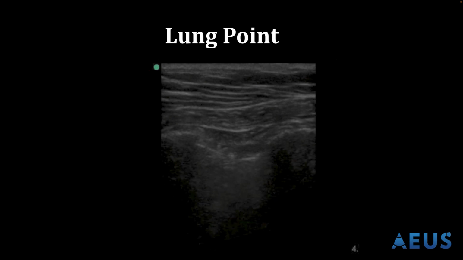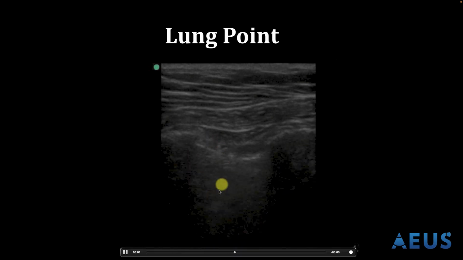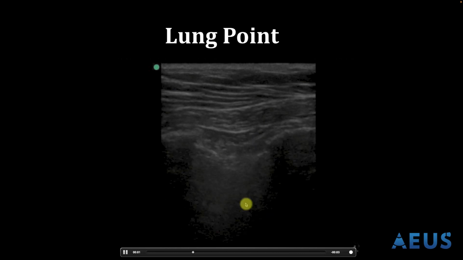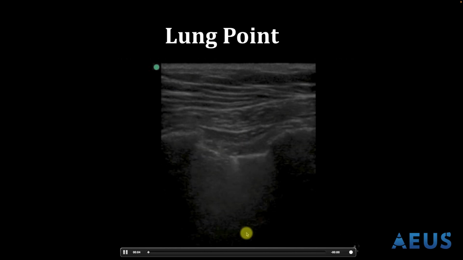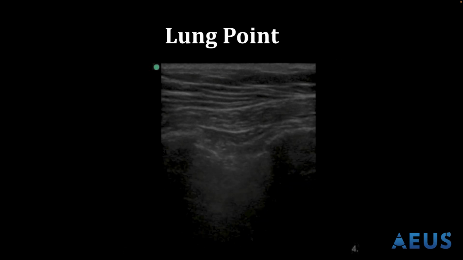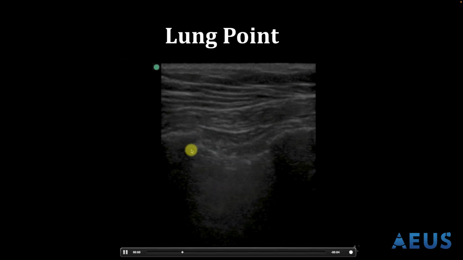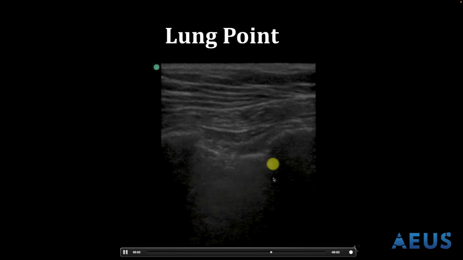Lung point is pathognomonic with a reported 100% specificity for a pneumothorax. In patients with a pneumothorax, you will see an area without lung sliding adjacent to an area with lung sliding, which intermittently appears with respirations. During inspiration, sliding of the normal lung contacts the parietal pleura in an area containing collapsed lung. This can also be used to estimate the size of a pneumothorax. A posterior or lateral lung point would indicate a larger pneumothorax. This is the area with collapsed lung, and this is the area that has intermittent lung sliding that appears with respirations.